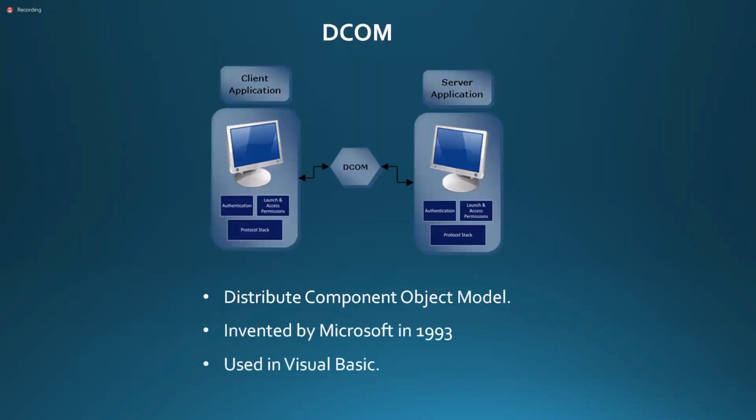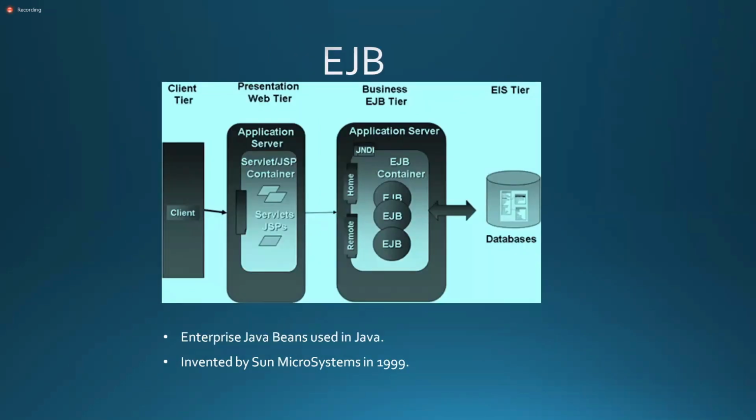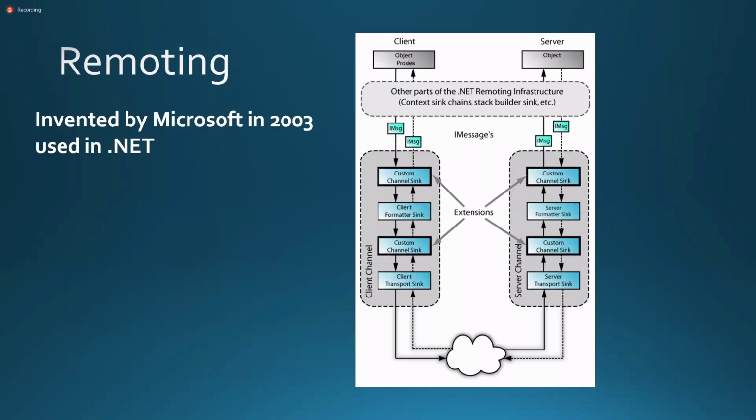And this is DCOM, Distributed Component Object Model. It is used in Microsoft languages like VB, Visual Basic. We have RMI. It is used in J2EE, so you have EJB, Enterprise Java Beans. We have web service, known to all technologies: Java, .NET, PHP, everybody knows web service. And we have remoting. It is used in .NET-like technologies.